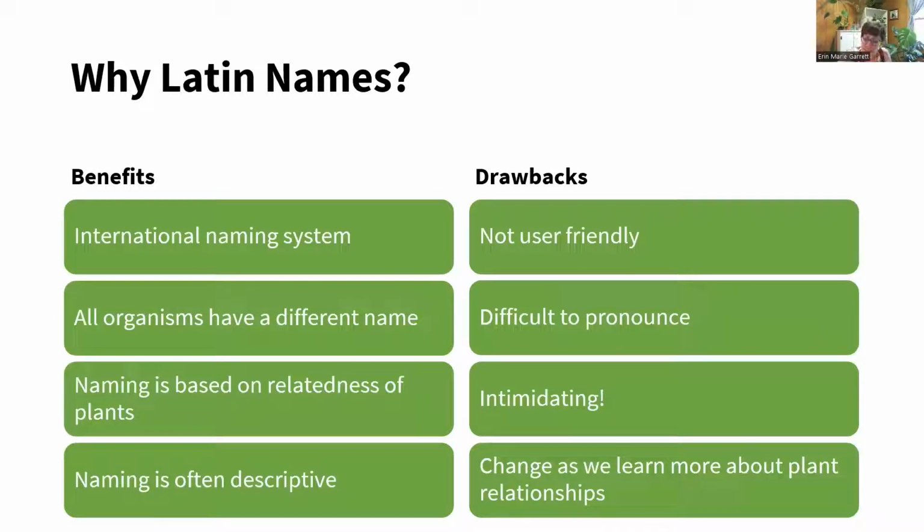And then another drawback is that the names can change. So there's only one name per plant, but just because a name was assigned doesn't mean that it's there forever. As we learn more about plant relationships, as more research is done, as we have access to more genetic information, scientists are learning more about plant evolution and which plants are more closely related to one another. And so that can result in names changing, which can be frustrating once you've learned a Latin name for a plant to then reassign it in your head to have a different name.